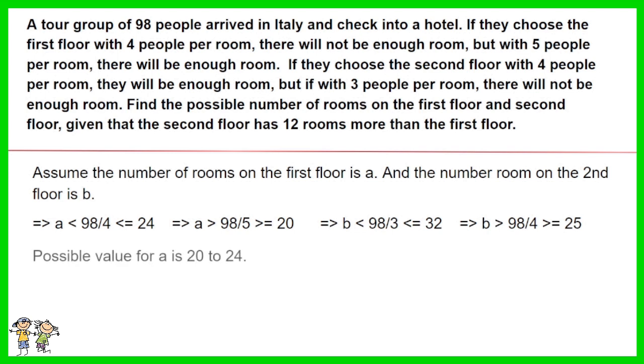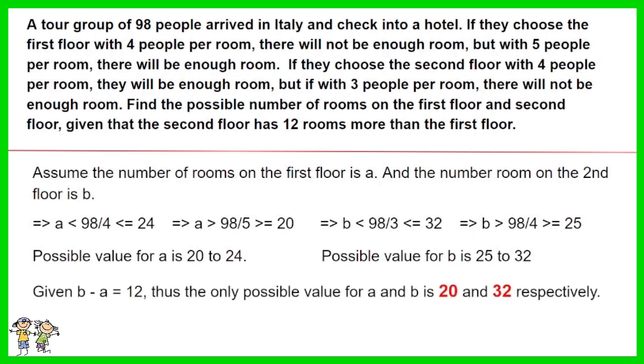The possible value for A is 20 to 24. The possible value for B is 25 to 32. Given B minus A equals 12, thus the only possible value for A and B is 20 and 32 respectively.